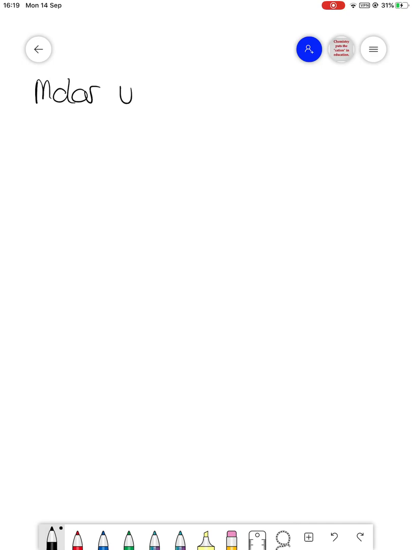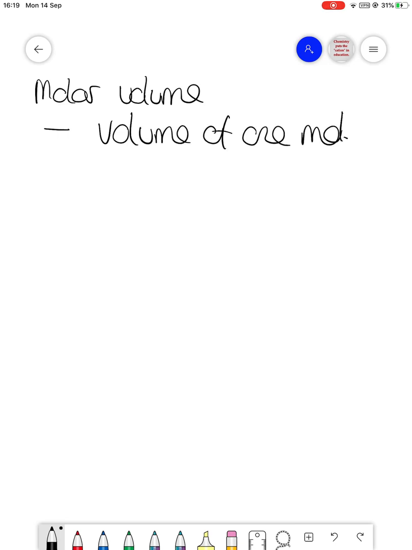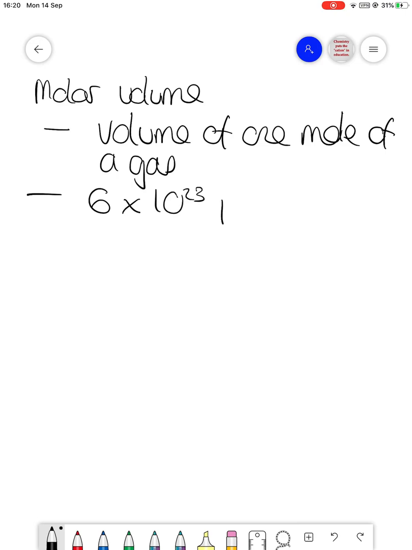Okay folks, so today we're going to look at molar volume, and the definition is kind of what it says in the tin. It is the volume of 1 mole of any gas, and you already come preloaded with information, and you now know that 1 mole will contain 6 by 10 to the 23 particles.